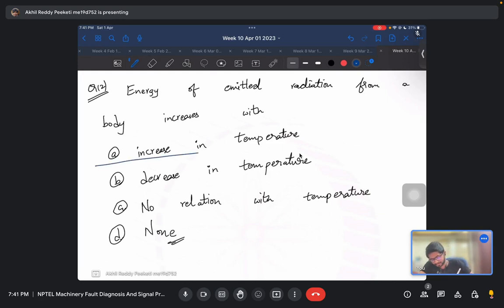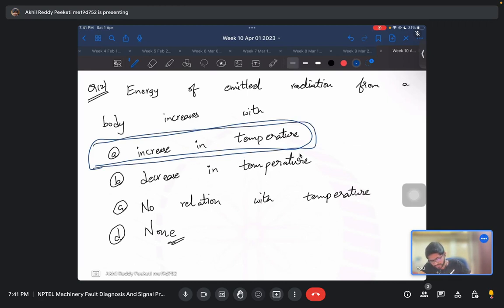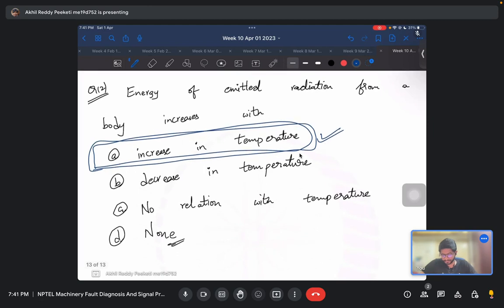So the energy of an emitted radiation increases with increase in temperature of the body. Because if the temperature is more, that means there is more wear and tear, or there is more heat generation, that you can say from this.